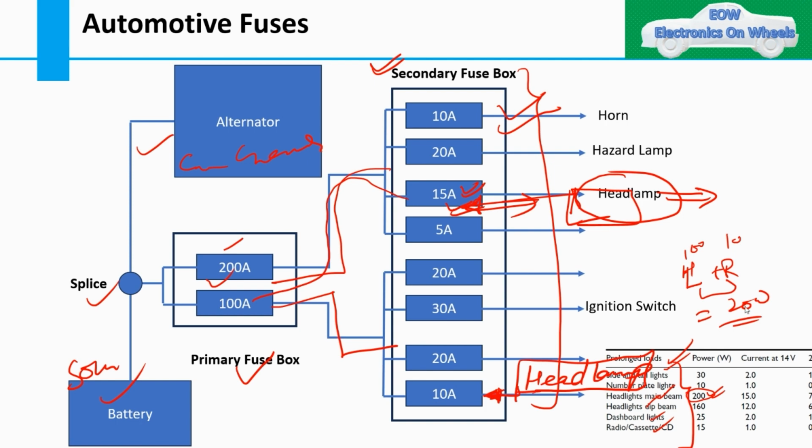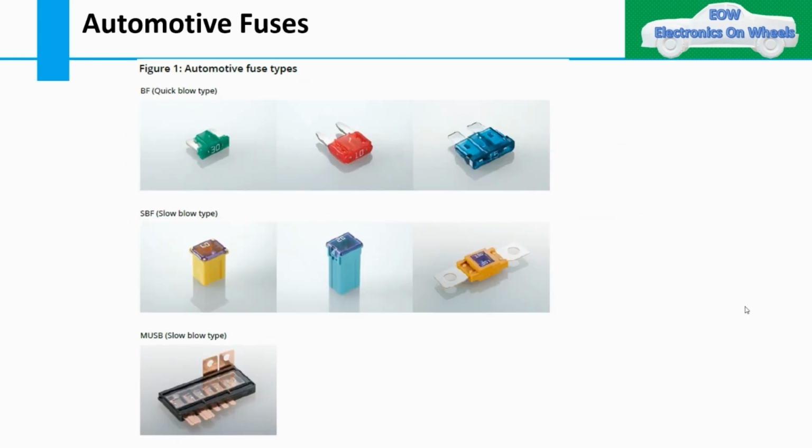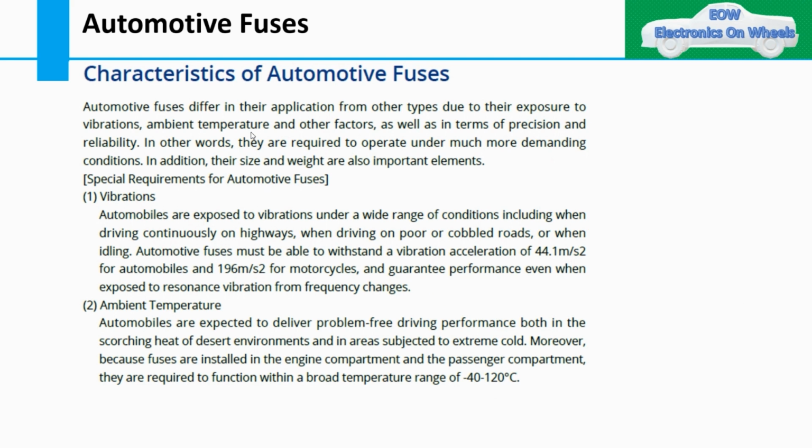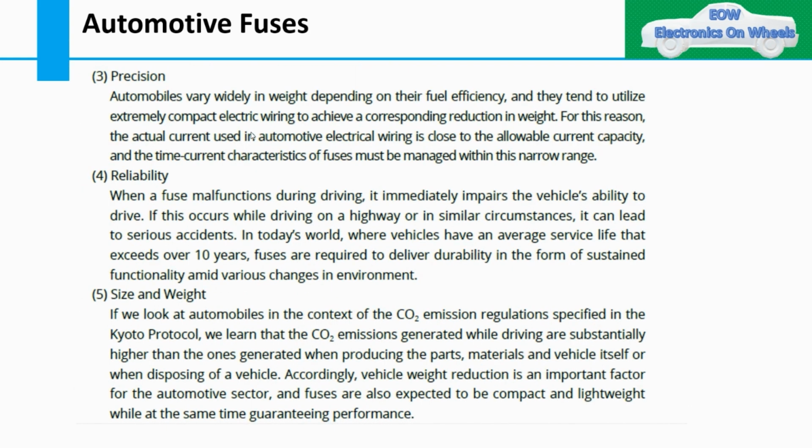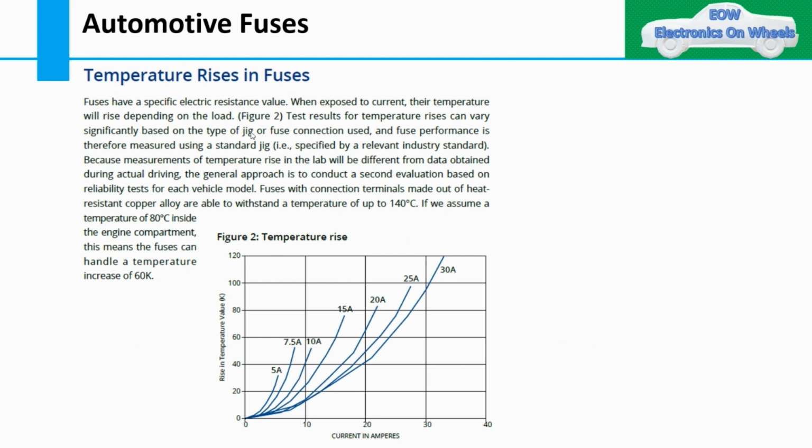I have made other slides as well where we have seen the automotive fuse. If you want me to explain these fuse slides again, please comment in the comment box so I can go through these slides. But you can see quick blow fuse, slow blow fuse, then MUSB. We have already discussed the characteristics and the factors required for an automotive fuse, like vibration, ambient temperature, precision, reliability, size and weight, and how the fuse behaves on temperature rise.